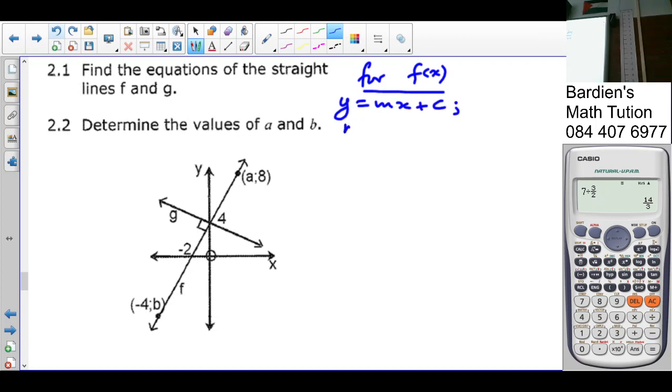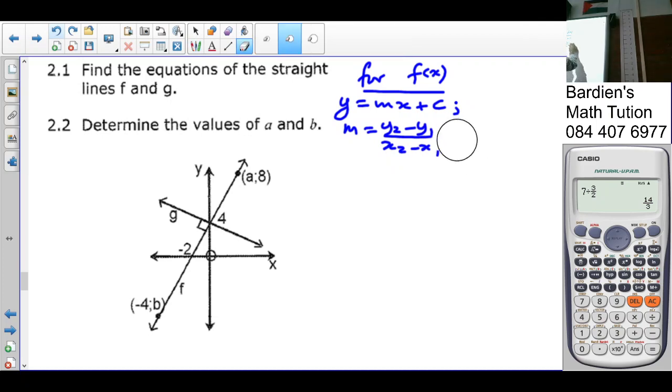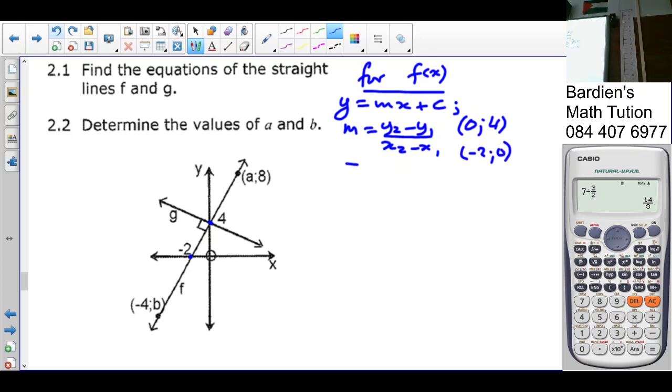How do you calculate m? y2 minus y1 over x2 minus x1. The coordinates here that we have are 0 and 4, and negative 2 and 0. So again, if you make this x1, that's y1, x2, y2. So I got 0 minus 4 over negative 2 minus 0, which is simply 2. And you see the graph is leaning to the right. There's a positive gradient. Okay?